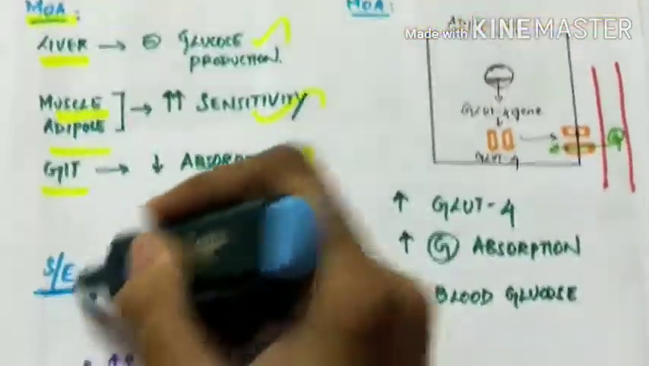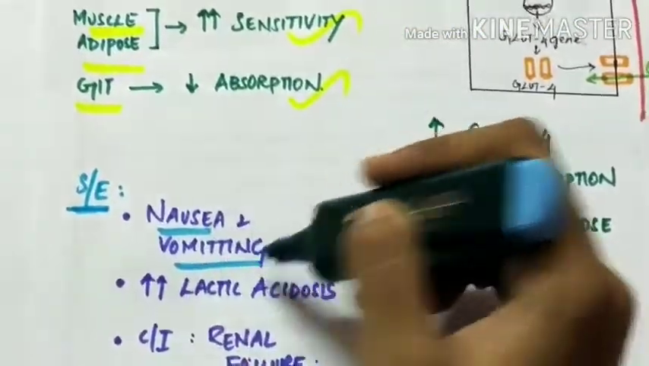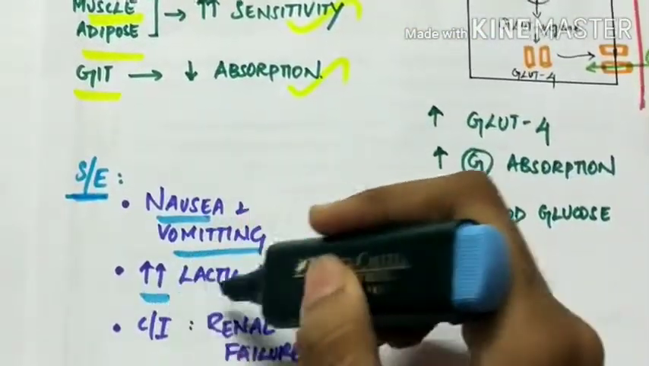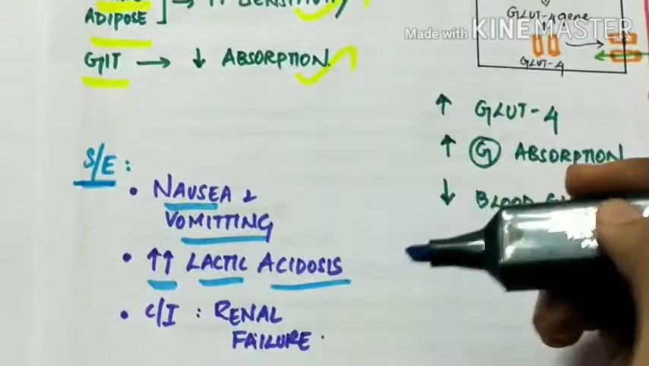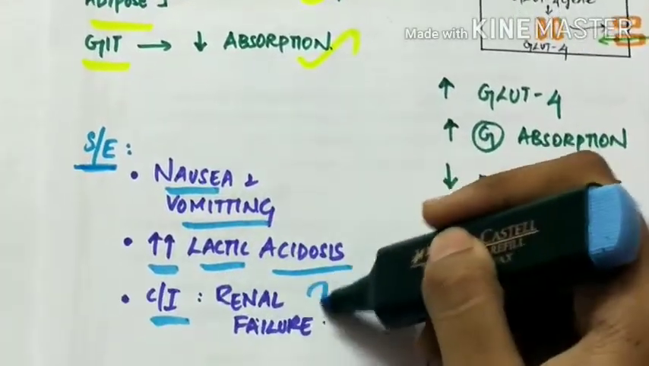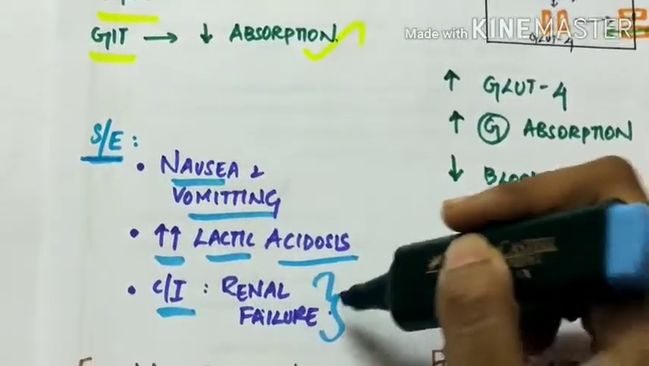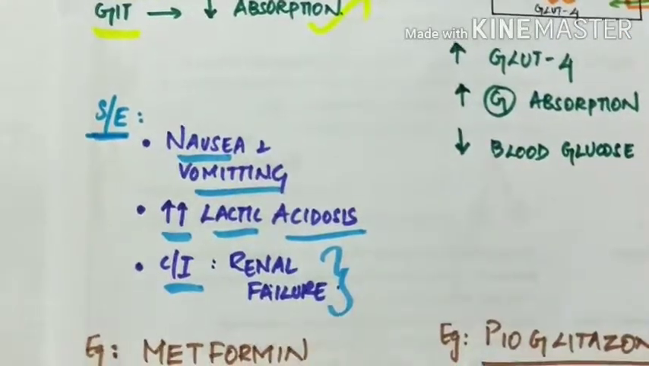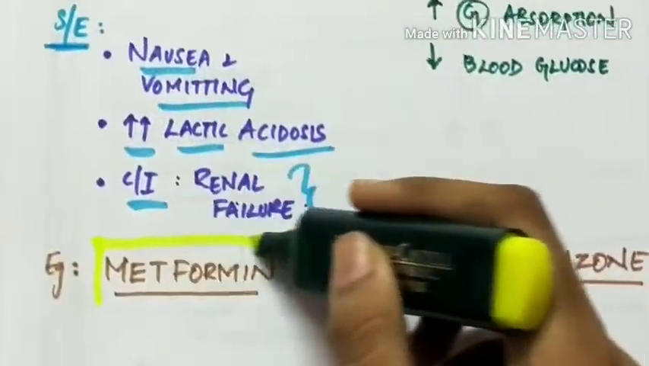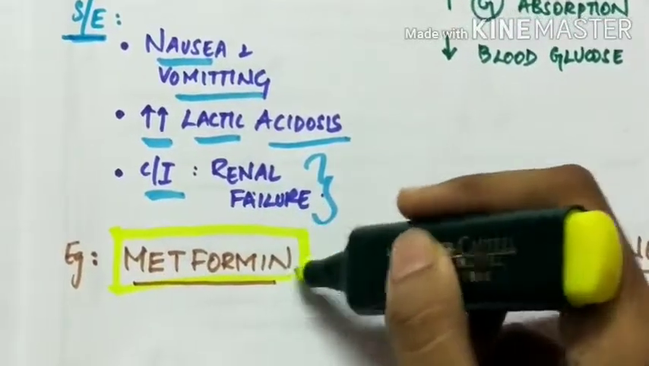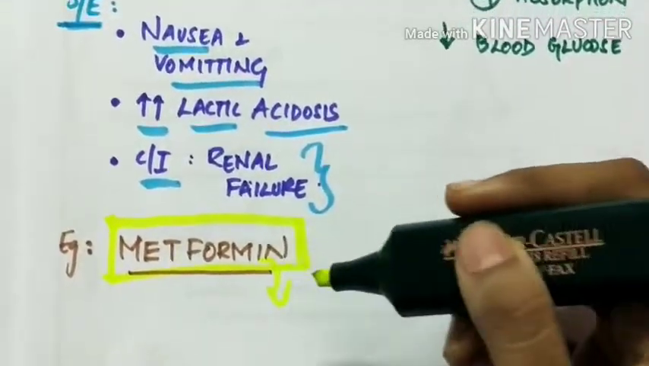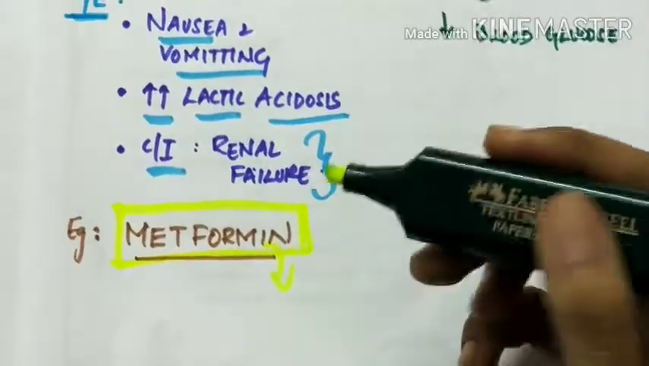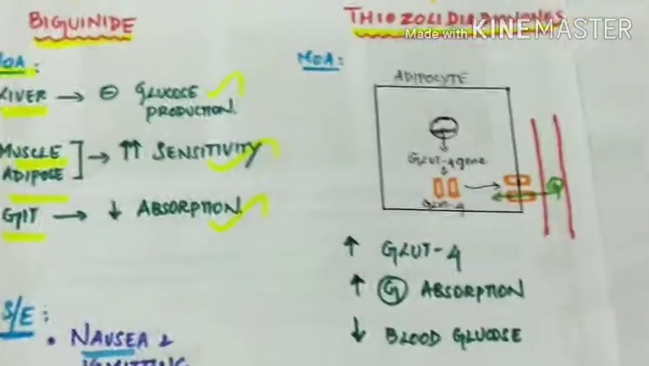Their side effects are that they cause nausea and vomiting. They can increase lactic acidosis and they are contraindicated in renal failure as they are excreted via urine. The example of biguanide is metformin. This is nowadays the most commonly used drug for treating type 2 diabetes mellitus.